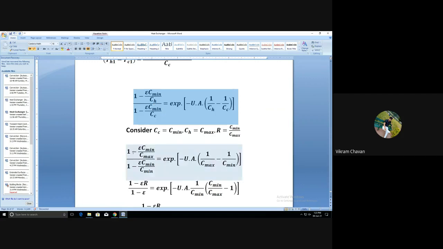So after doing that action, we'll get the equation as 1 minus effectiveness multiplied by C minimum divided by C max. Also in the denominator side, 1 minus effectiveness C minimum divided by C minimum, so that will be cancelled, which will be equal to exponential of, inside the square bracket, minus U multiplied by A multiplied by inside bracket 1 upon C max minus 1 upon C minimum, bracket complete, square bracket complete.